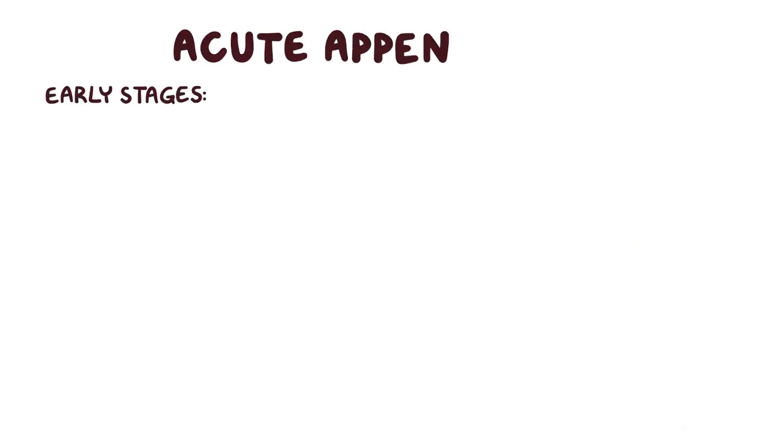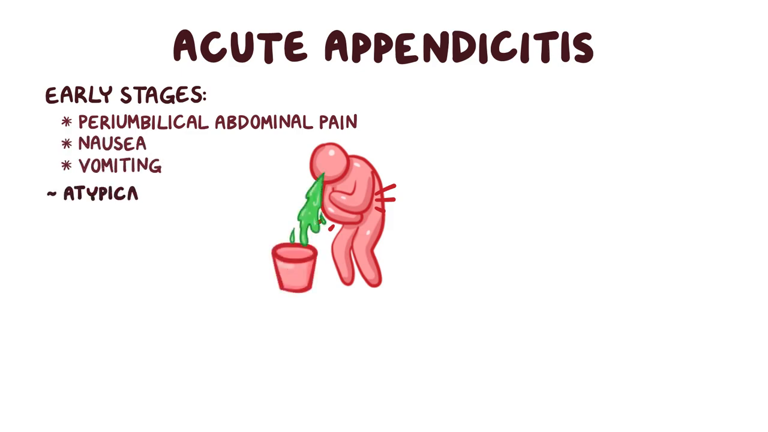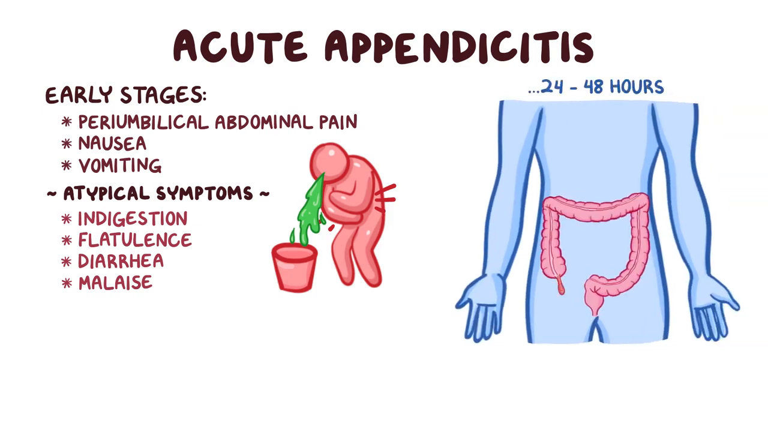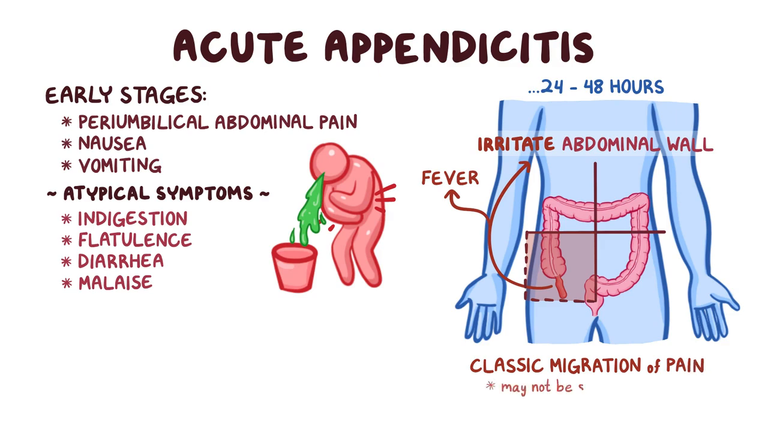Early on, acute appendicitis causes periumbilical abdominal pain, as well as nausea and vomiting. Sometimes there can be other atypical symptoms like indigestion, flatulence, diarrhea, and malaise. Within 24 to 48 hours, the appendix becomes more swollen and inflamed, and it starts to irritate the abdominal wall, causing the pain to get more severe and localized to the right lower quadrant, as well as causing a fever. This classic migration of pain may not be seen in children under 3 years old.